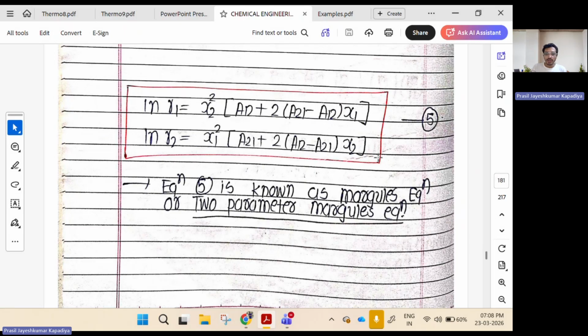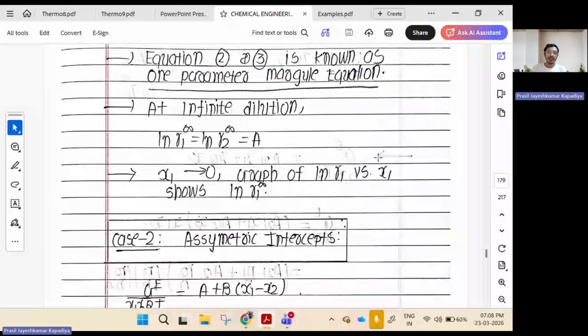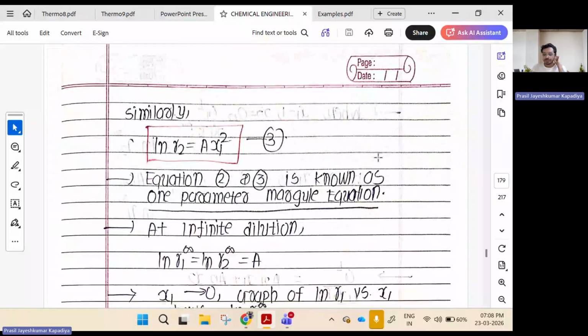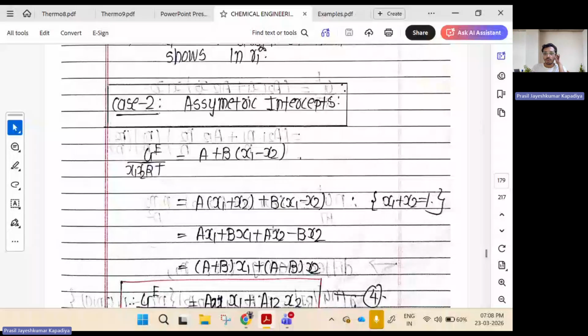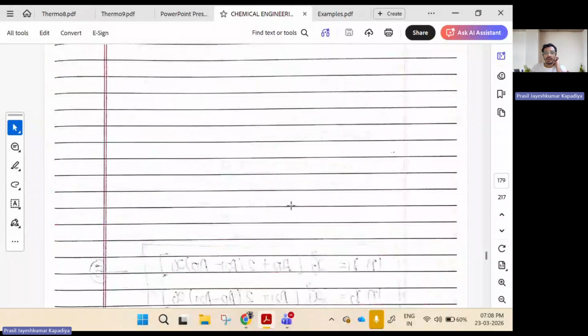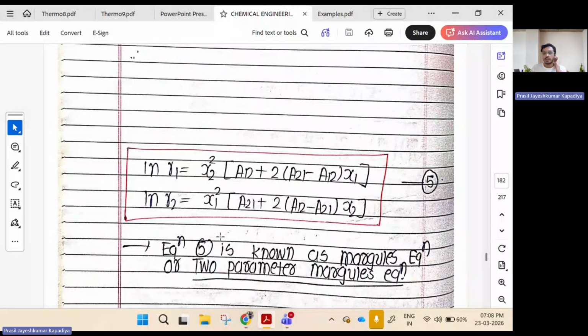So the one parameter Margules equation was very easy: ln gamma 1 equals A x2 square, and ln gamma 2 equals A x1 square. In the two parameter Margules theory, we considered the first two terms, A and B, and from there we tried to find the interaction parameters. We found ln gamma 1 and ln gamma 2 in terms of x2 square and x1 square, and the limiting criteria must be satisfied in whatever equation we write. When x1 tends to 0 or x2 tends to 0, this condition should be satisfied.